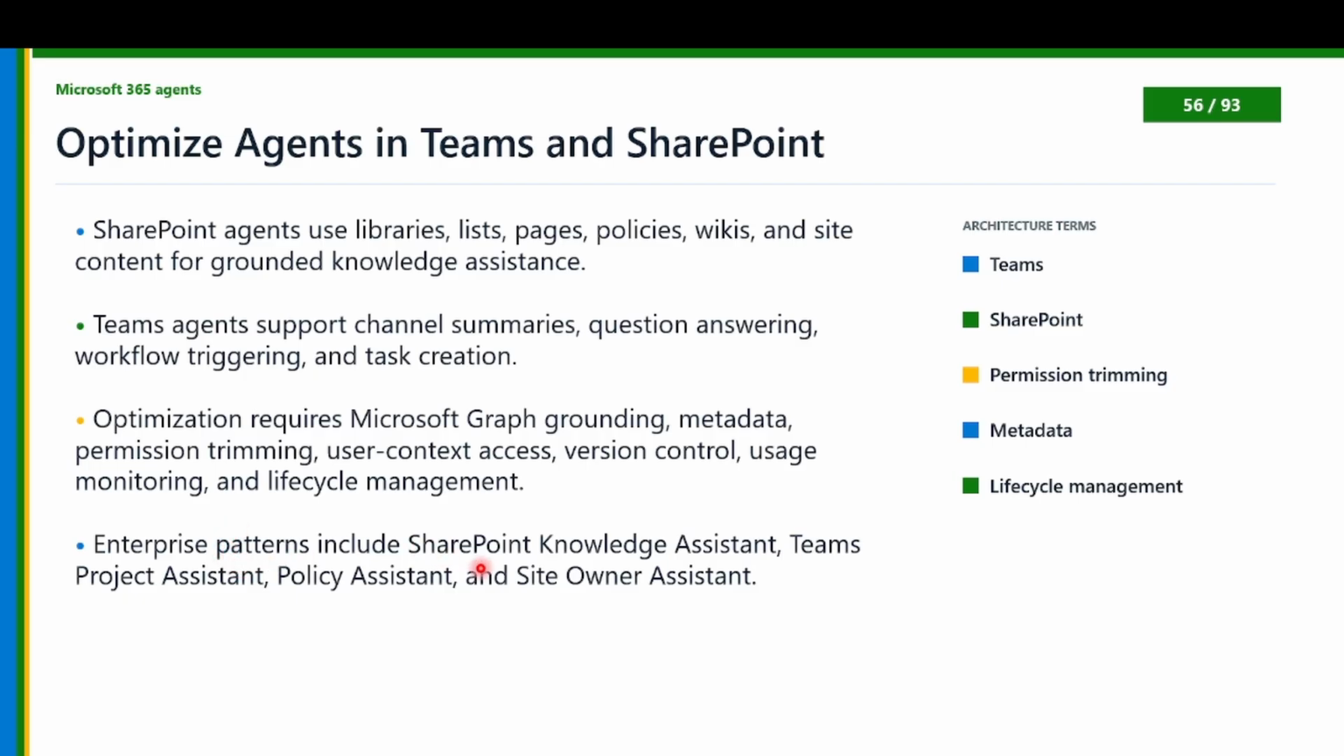So enterprise patterns include SharePoint Knowledge Assistant. You can use SharePoint Knowledge Assistant as an example of an agent that you can deploy on SharePoint. On Teams, you can deploy agents like Project Assistant. You can deploy Meeting Assistant on Teams. Then we have Policy Assistant. Okay, Policy Assistant can also be deployed on Teams in Office 365, Dynamics 365 to guard against file sharing, knowledge exposure, knowledge access, and then we have Site Owner Assistant. So these are agents that you can easily deploy on SharePoint, on Teams, and connect using Microsoft Graph.